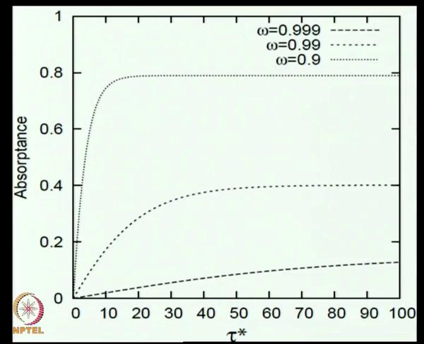Of course, omega is 1, there is no absorptance, so we do not have to worry about it. But even when omega is 0.9 here, you can see that the ability of the cloud to absorb radiation reaches a maximum value by the time we reach 10 or 15, and after that there is no change. So, this again is an indication that clouds which have absorption do not have to be extremely thick before they behave like semi-infinite clouds.